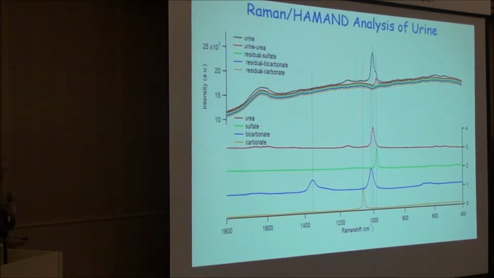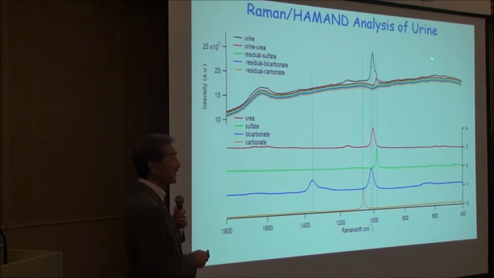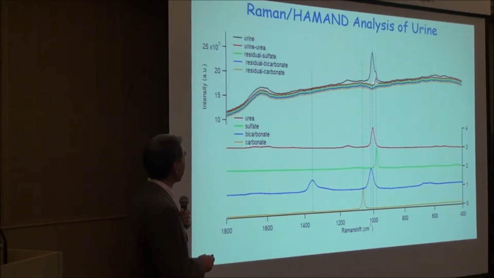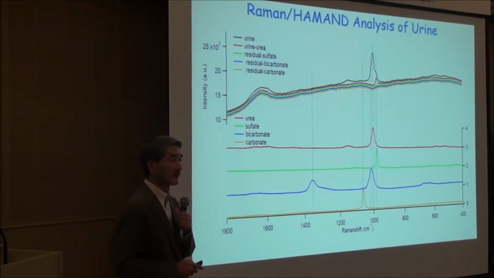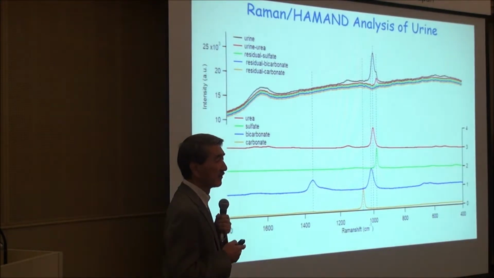This is urine Raman spectroscopy. So first, the black one is a urine spectrum, and then this is the urea spectrum. By using HAMAND, if you subtract this urea spectrum from the black, then you get this one. So you see this peak disappears, okay? So this is the first residual spectrum after the elimination of urea.